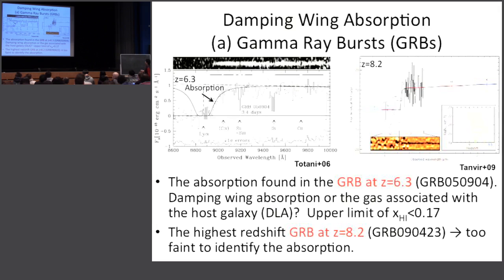Yes, there exists the redshift 8.2 gamma ray burst. That is the highest redshift one. But as you can see, the spectrum is extremely poor to identify damping wing absorption. So you can't use this. So maybe we should wait for the next bright GRB to constrain the reionization with the damping wing absorption.